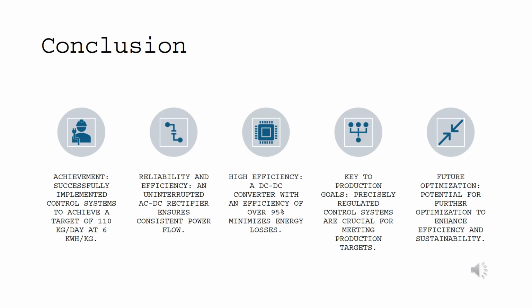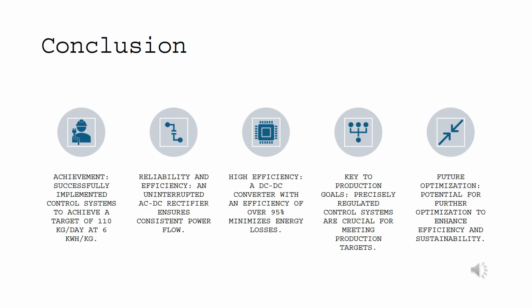To summarize, this project successfully implemented a control-driven standalone wind hydrogen system. We achieved a production target of 110 kg of hydrogen per day and at an energy cost of 6 kilowatt hour per kg, which reflects a strong system performance.